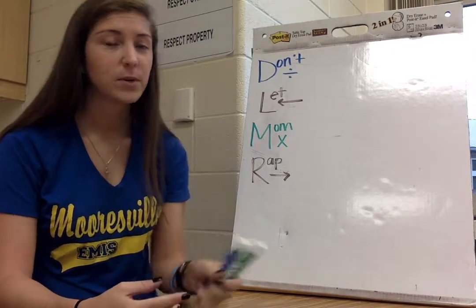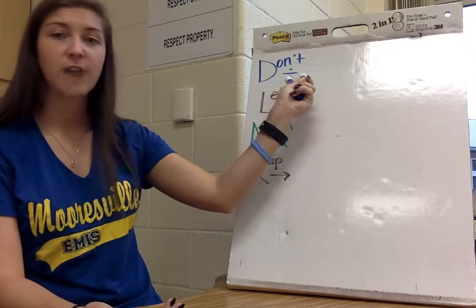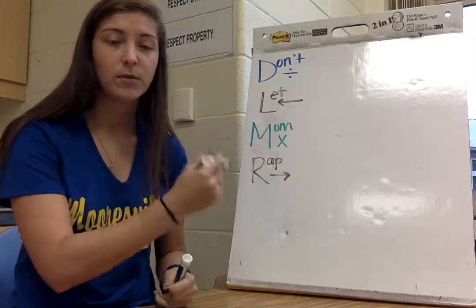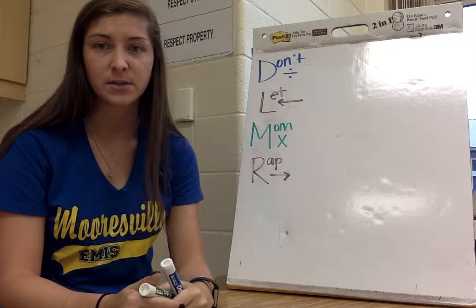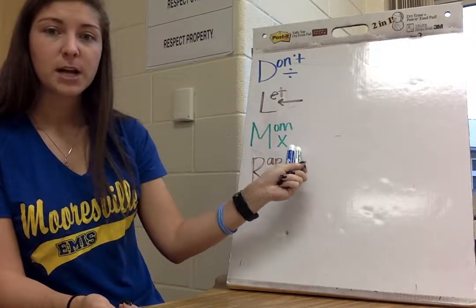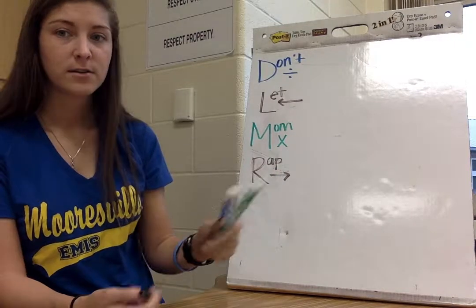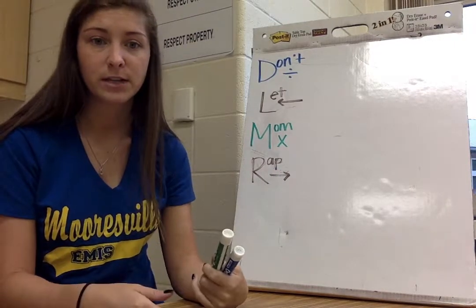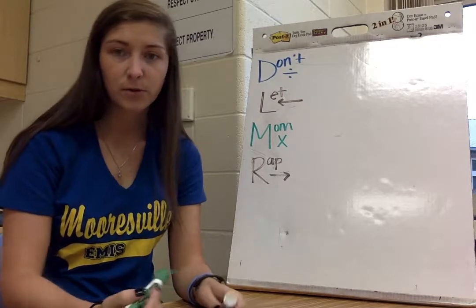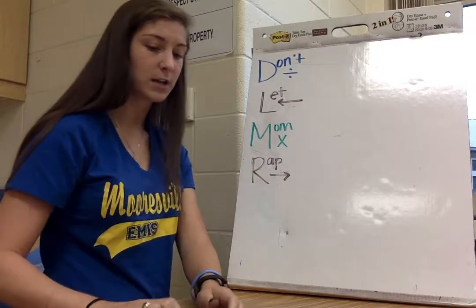Okay? So when we talk about the D for don't, when we divide, we have to move to the left. So we take that decimal and we move it however many times our exponent tells us to the left. The M and the R: when we multiply, we have to move to the right, however many times that exponent says. So we're going to start with multiplying because that's what we started off with first in class.